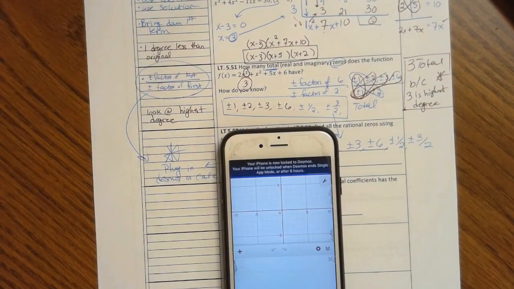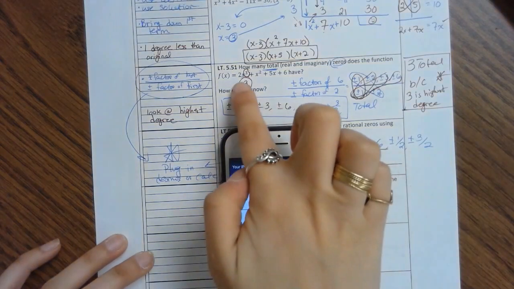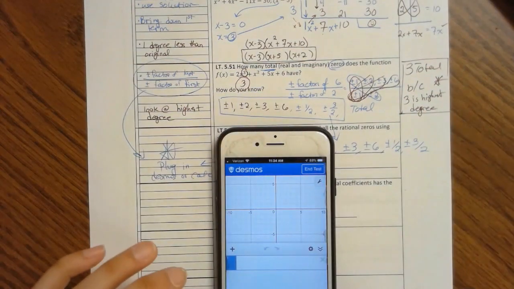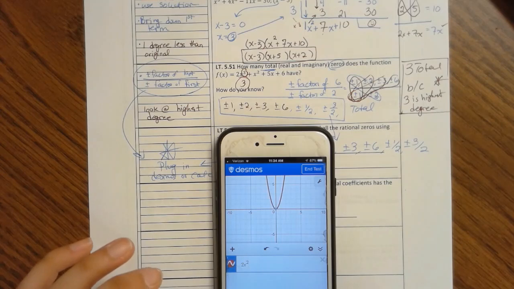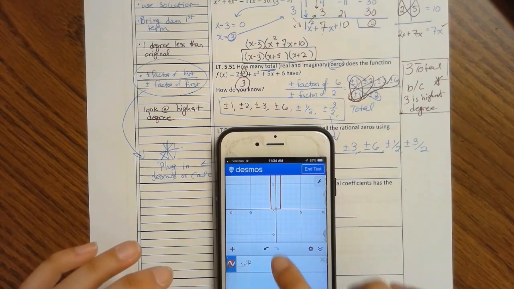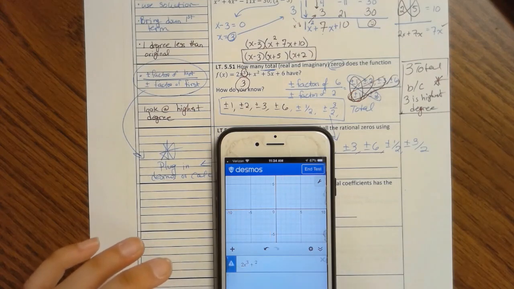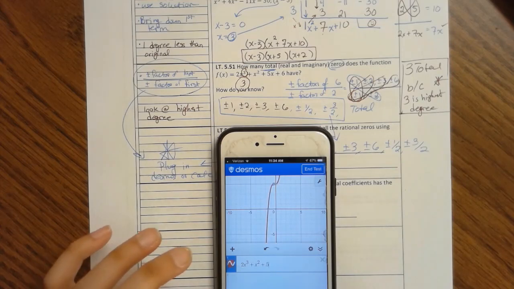Alright, I'm going to put the equation in. So that's 2x squared. Oops, my bad. Should be a 3. Okay. Then we have a plus x squared. Plus 5x. Plus 6.